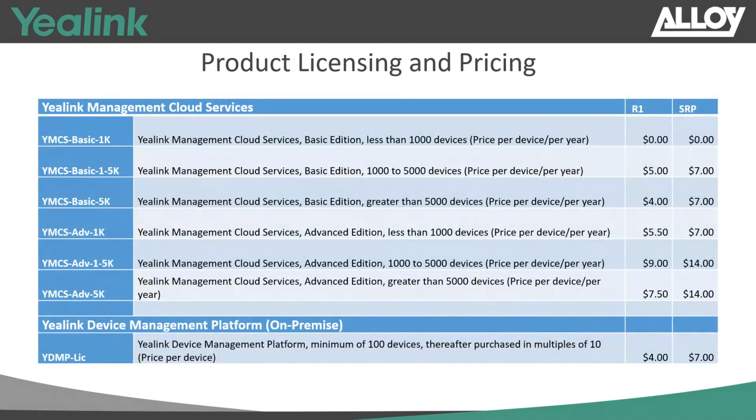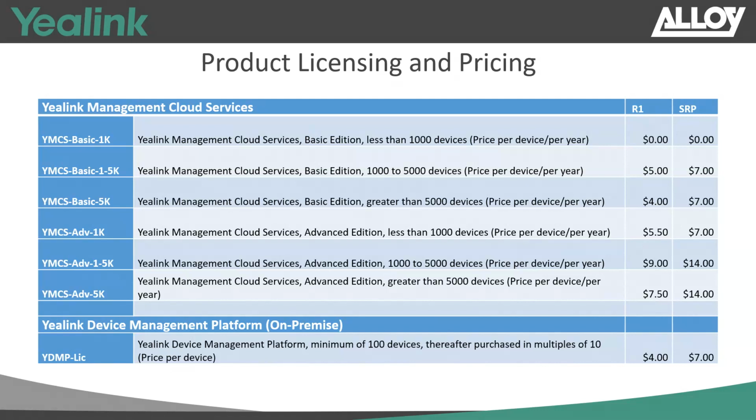Okay, just to finish things off, we'll have a quick look at the product licensing and also the pricing of the products. There are two variations of the cloud-based service, the basic and the advanced. So there's three different license types. Under 1,000 devices is actually free for everybody to use. So if you are happy with the basic features of the YMCS service and you are using up to 1,000 devices, then you can use this service for free.